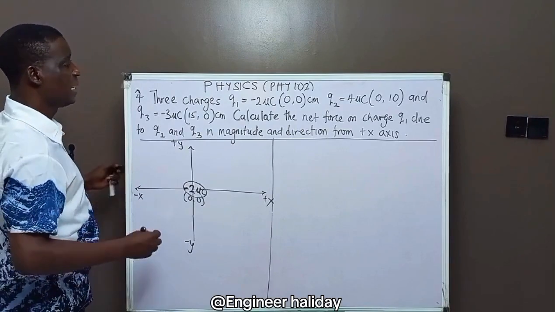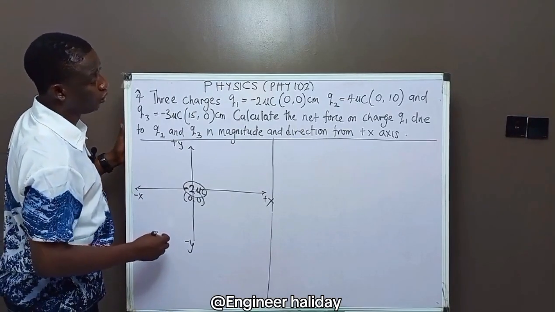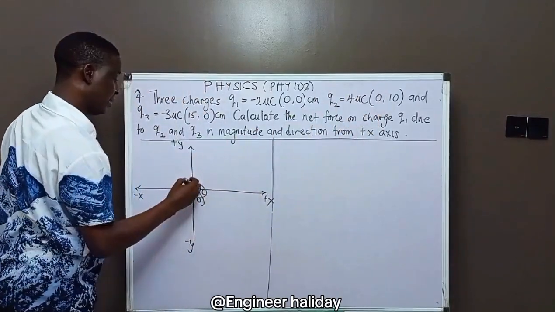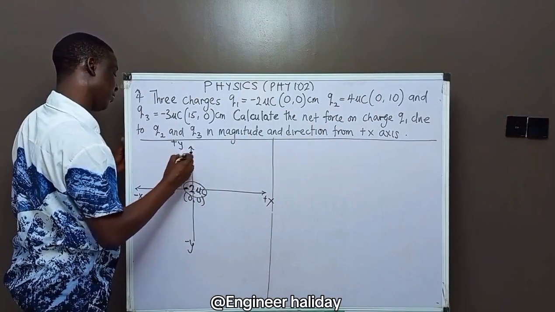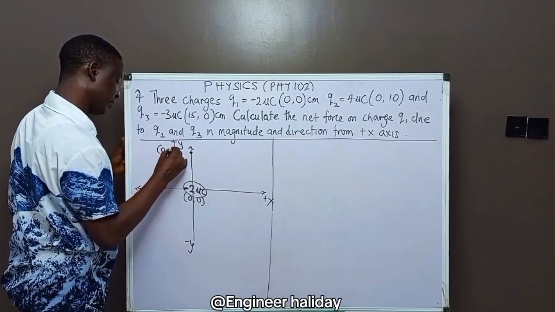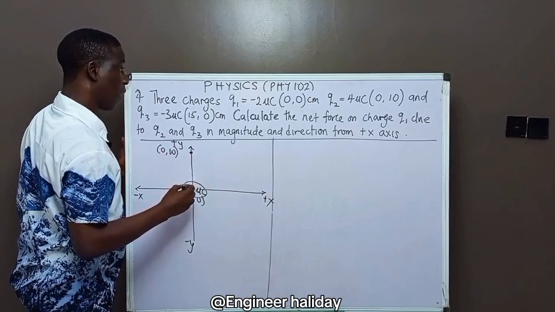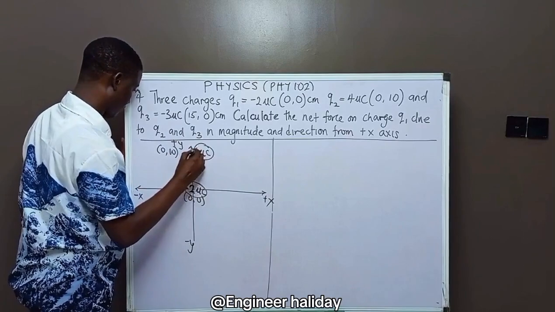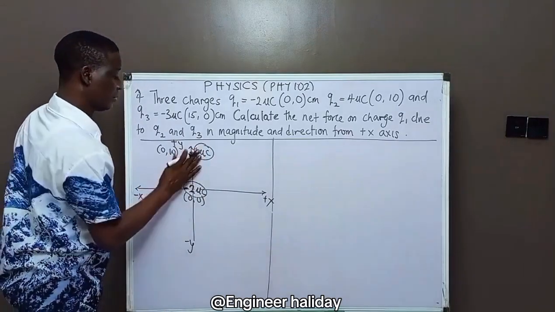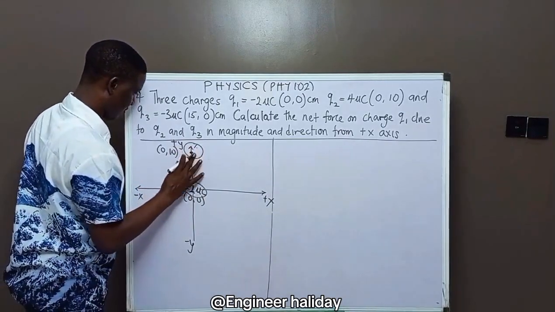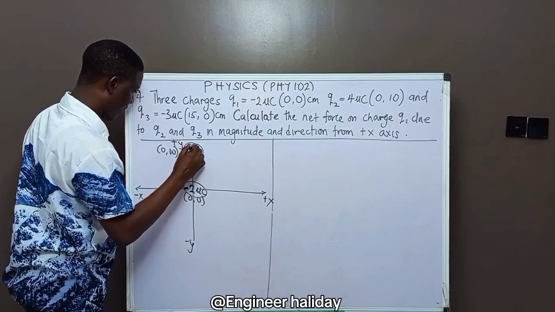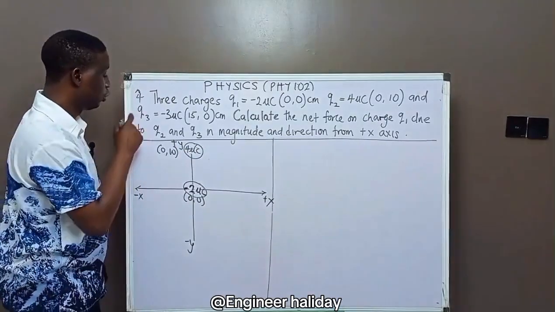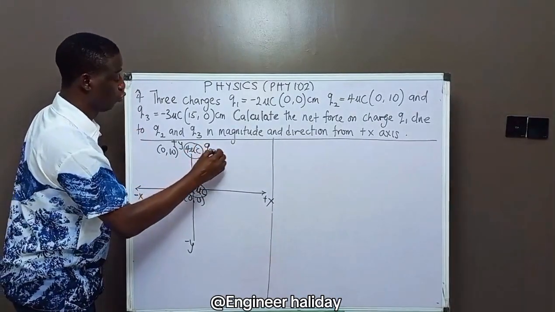Now let's place our Q2 on 0, 10, where x is 0, y is 10. Let's take our point to be here: 0, 10, y is 10, x is 0, 4 microcoulombs. Let me place it on the line. 4 microcoulombs, plus. Then we have our Q3.